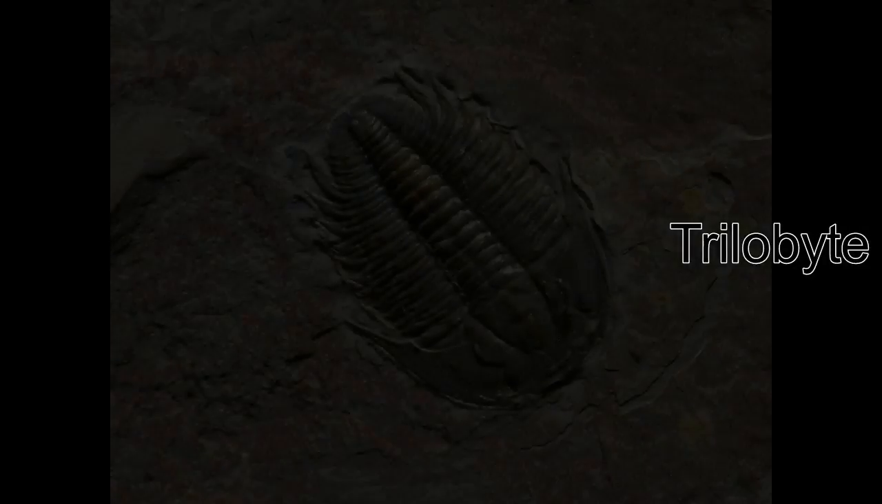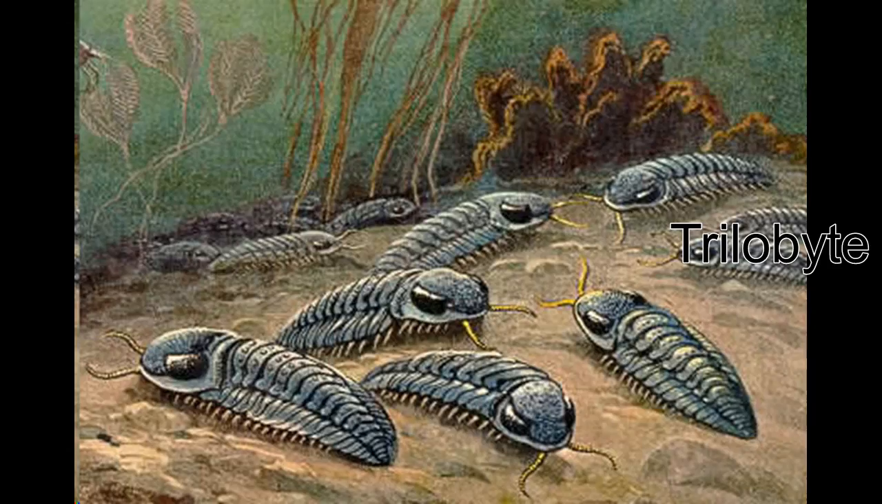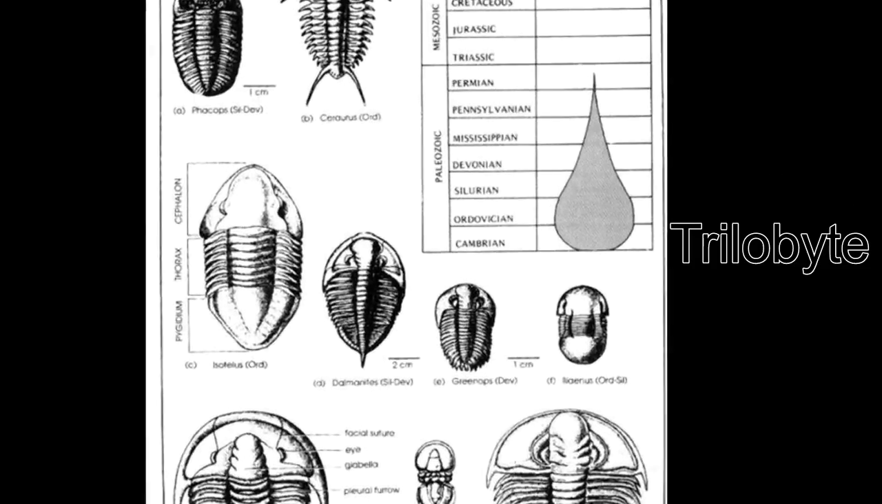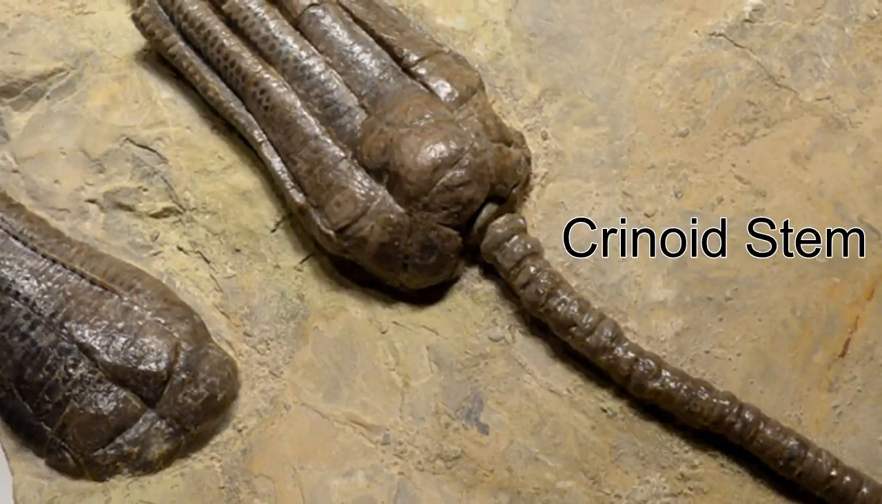Different fossils from different eras. Trilobite. Trilobite is an invertebrate. It lived in a shallow marine environment during the Ordovician and Silurian periods under the Paleozoic era. Crinoid stem. Crinoids look like plants but are actually animals related to our modern-day starfish.